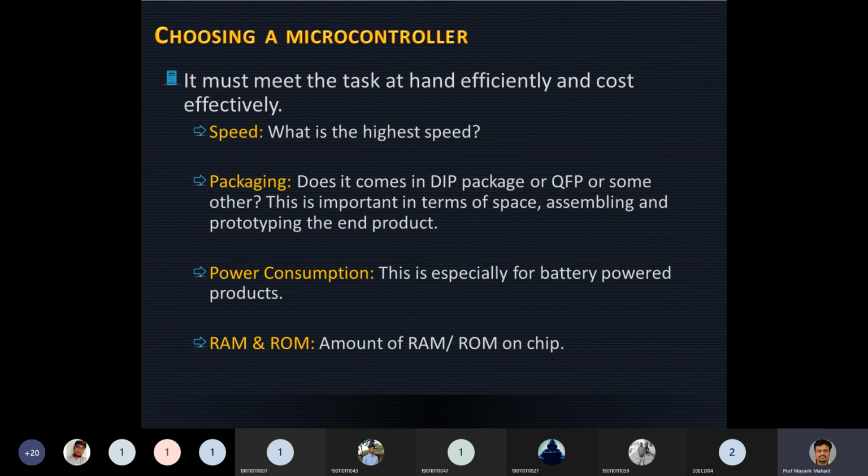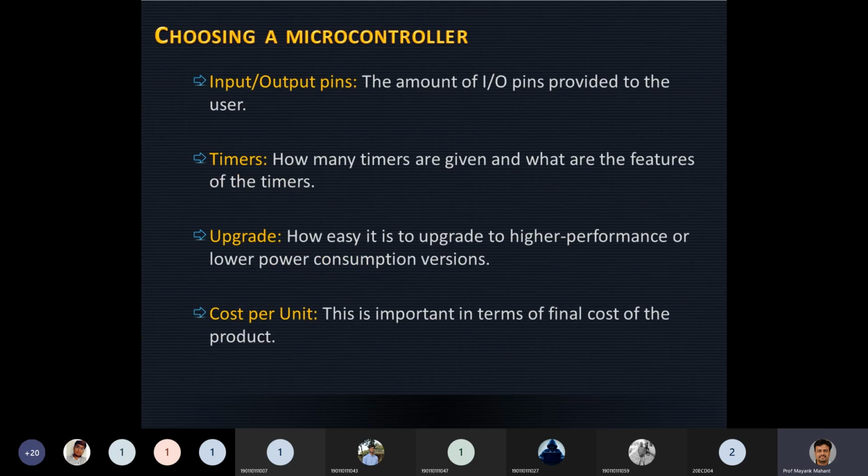Then the other thing is RAM and ROM. What is the size of RAM and what is the size of ROM? RAM is helpful when you are going to store temporary data. ROM is about the size of the code: if you have selected a microcontroller and written the code, but you do not have enough space to store this code because of less memory availability, that will create a problem. So at the start you need to know the size of your RAM and ROM in your microcontroller. The other is how many IO pins are there.